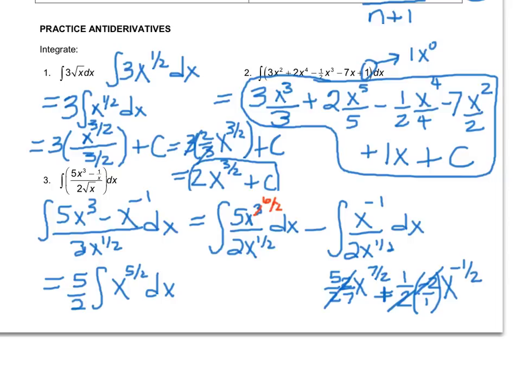Good times. Okay, so our final antiderivative is going to be 5/7 x to the 7/2 plus x to the negative 1/2 plus c. And again, you can double check and see if you got the correct antiderivative by taking the derivative and seeing if you end up back at the integrand. Okay, one more problem. Bear with me, one more.